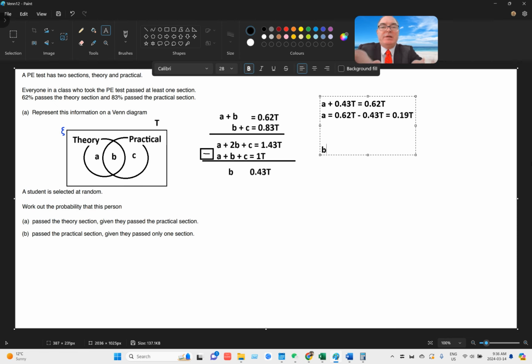Similarly, down below here, we've got B plus C. All right, B plus C is equal to 0.83T. B I know is 0.43T plus the C, which I don't know yet, is equal to 0.83T. But now I do. C is equal to 0.83T take away 0.43T, which is equal to 0.40T.